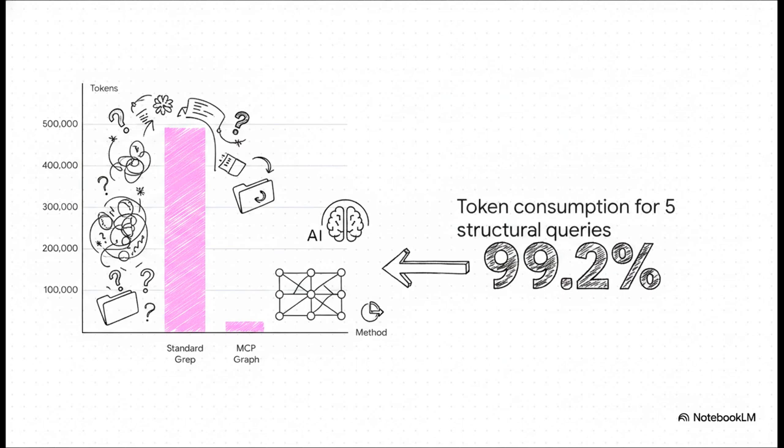When tested on 5 structural queries, the standard grep and read method chewed through about 412,000 tokens as the AI blindly fumbled through the files. The MCP graph, just 3,400 tokens. That is a 99.2% token reduction. One single graph query completely replaces dozens of expensive, time-consuming read cycles. The AI simply asks the graph for the context, and the graph hands it over instantly.